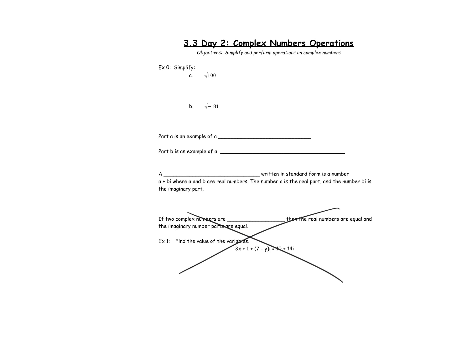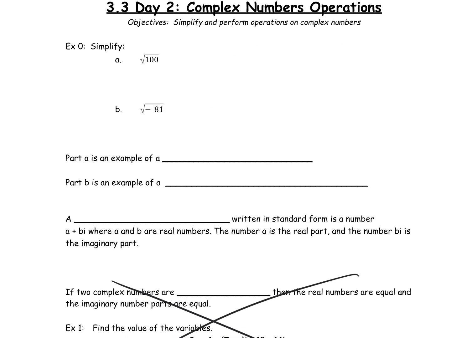All right, today we're going to look at day 2 of the imaginary numbers unit, 3.3, and today we're talking about how to add, subtract, and multiply complex numbers. All right, so to start off, we're just going to refresh our memory on a few things.